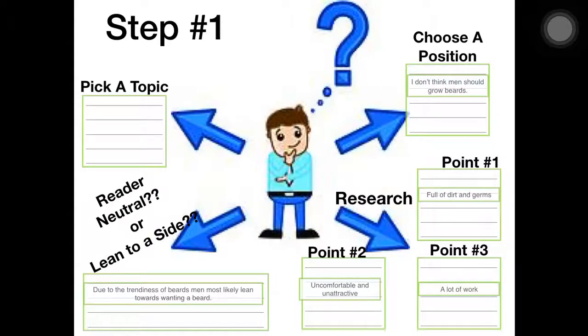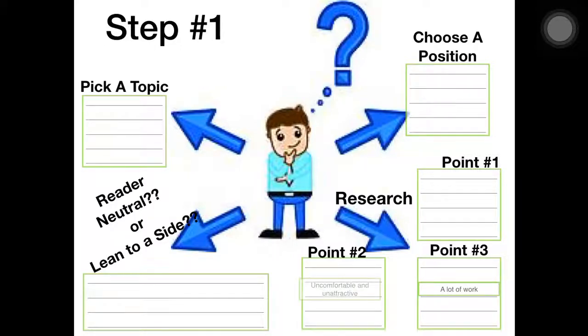So today, for homework, you will need to fill out this paper with your own ideas, your own topic. If you have any questions, let me know.